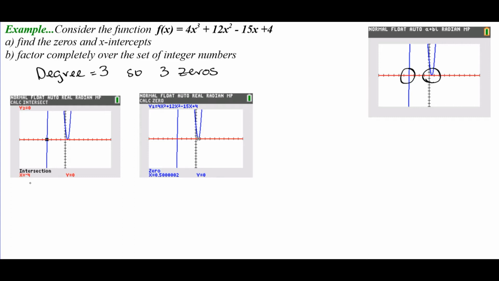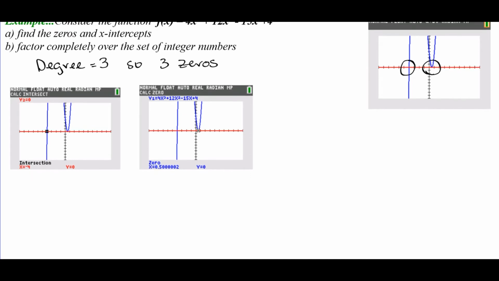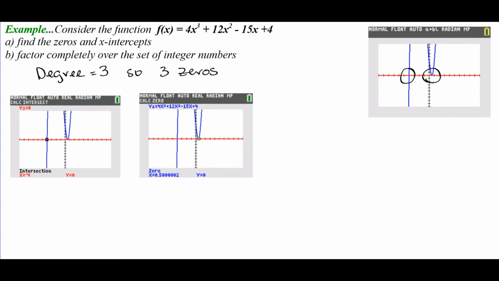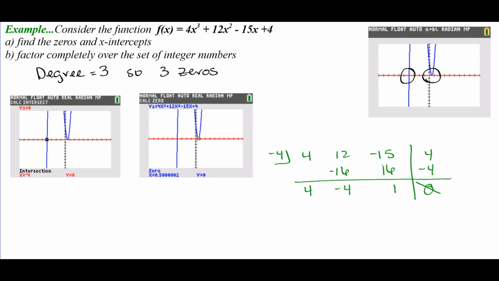So I do know that the -4 is a rational zero, so what I'm going to do then is use synthetic division with that -4 to see what we're left with and then work from there. So my 0 is the -4, so I'm going to use synthetic division again. If you prefer to use long division, that is fine. Doing synthetic division with a 0, your remainder should always be 0, and then you're left with your polynomial.